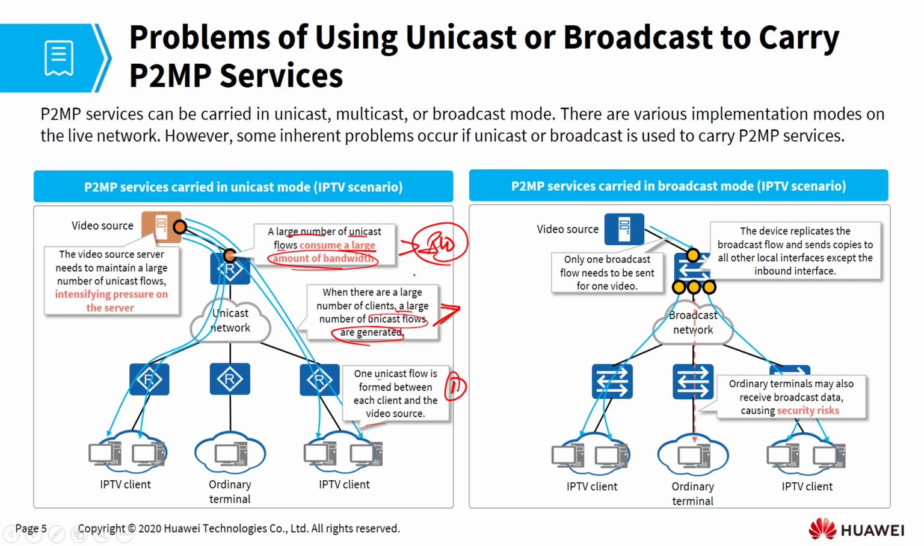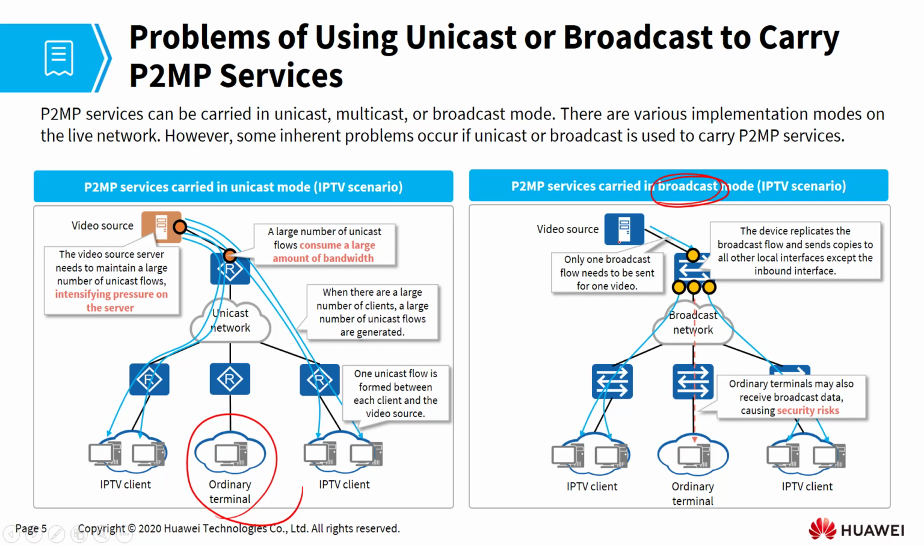From the source to the destination, 1 packet per 1 recipient. Now, of course, in the network, we have some ordinary terminals that are not subscribing to IPTV. They are not receiving, so that is a plus for unicast mode. Let us try to talk about broadcast mode.